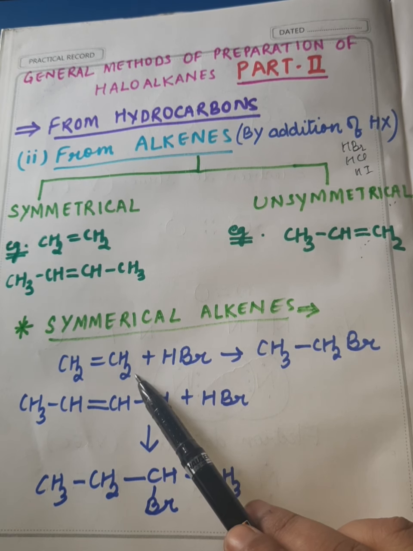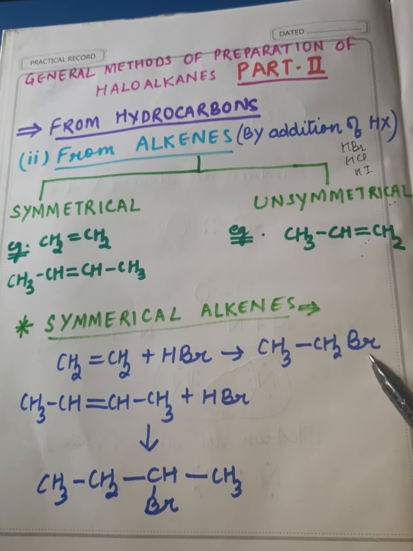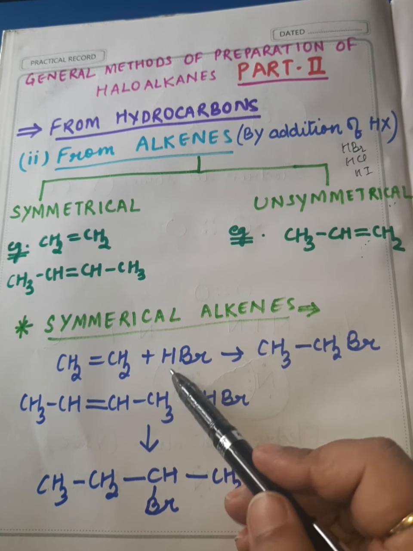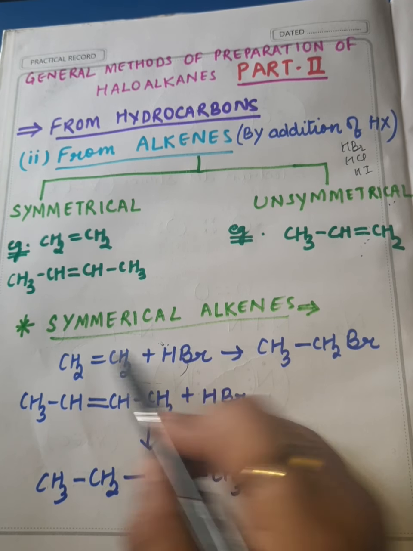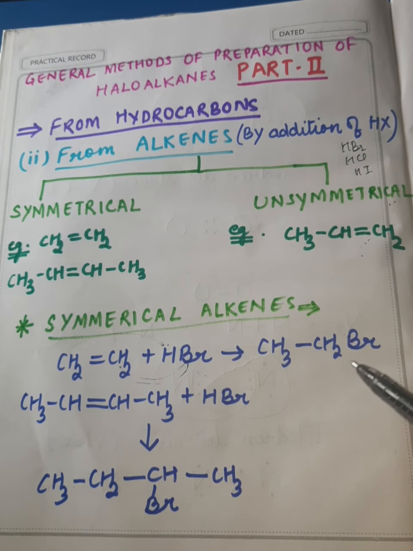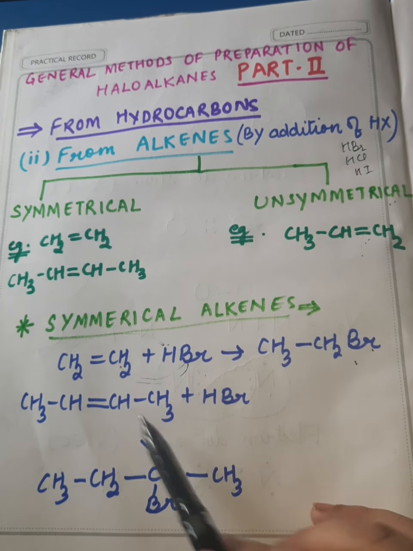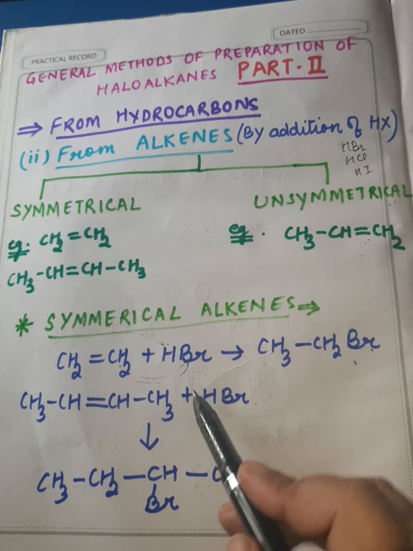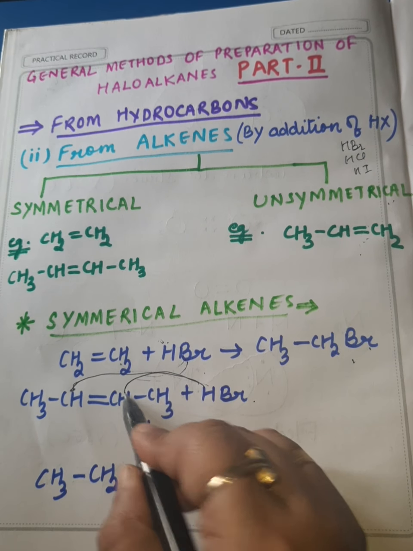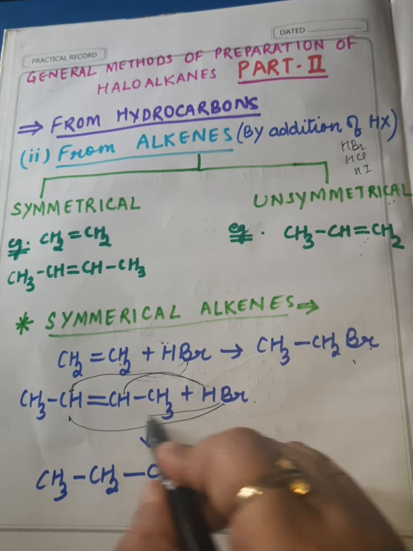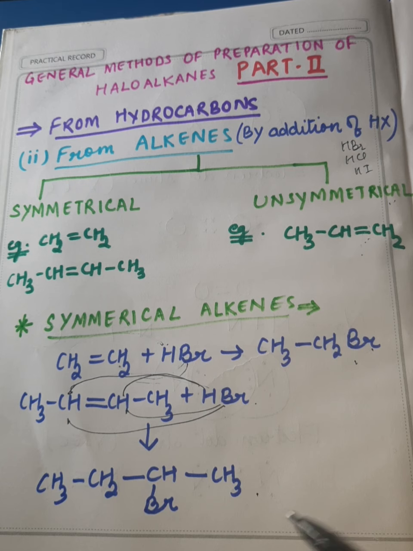With symmetrical alkenes, it's very easy. We are going to react it with HBr, giving CH3CH2Br. Anywhere around the double bond, addition has to take place, so any atom can add on any carbon and every time the result will be the same. Now the second example, 2-butene. When this reacts with HBr, whether H adds here or here, or Br adds here or here, each time the situation is the same. The product obtained will have the same formula.